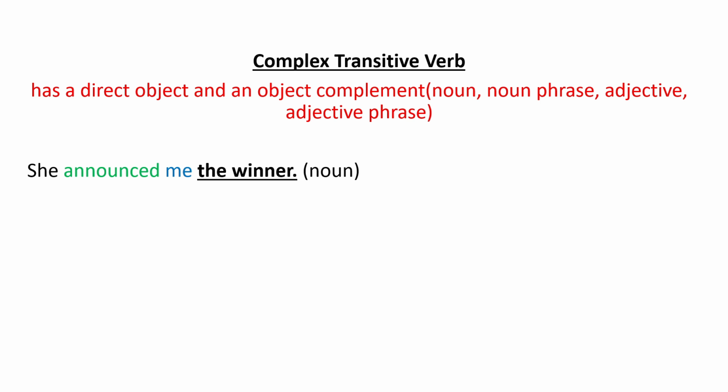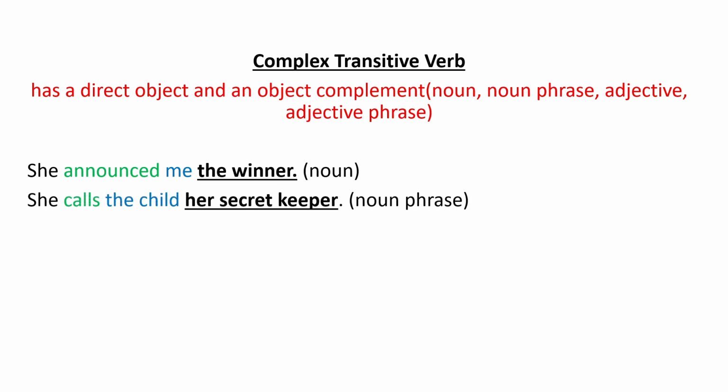It can also have a noun phrase like she calls the child her secret keeper. She calls whom? The child. So the child is a direct object here. Her secret keeper. This is a group of words which is explaining the noun child. So her secret keeper is a noun phrase. So calls is a complex transitive verb.